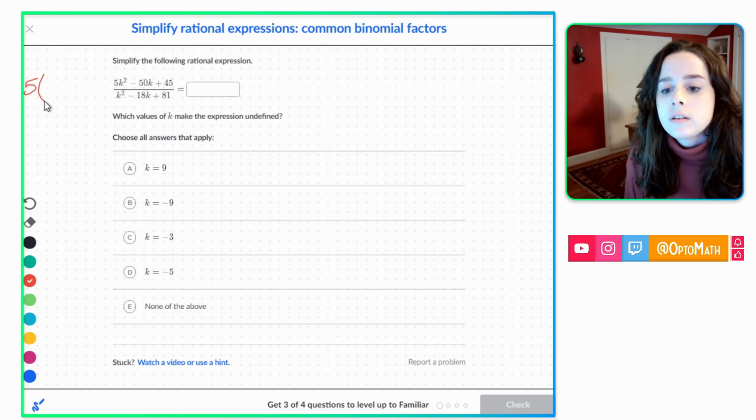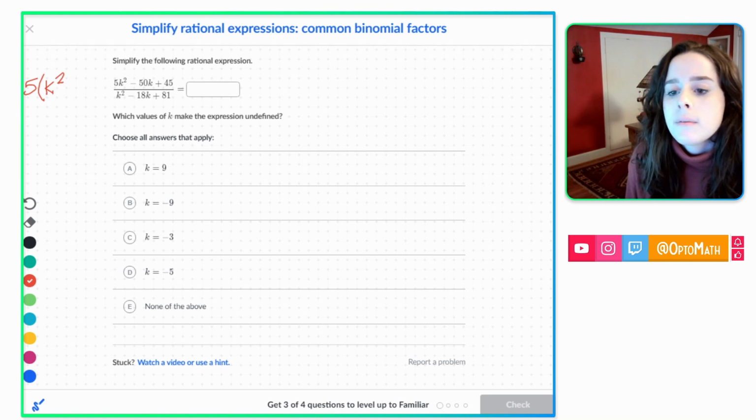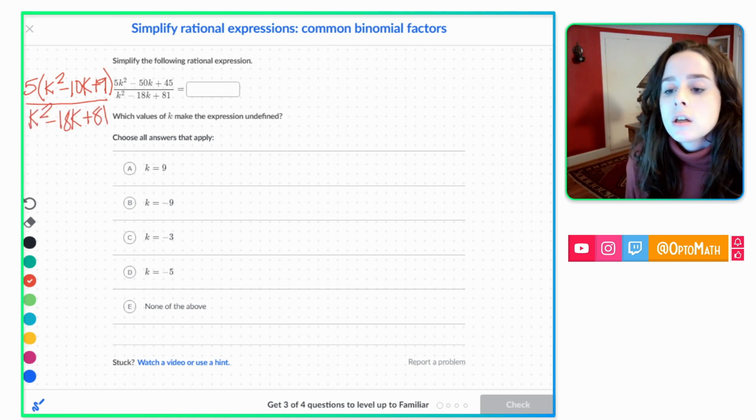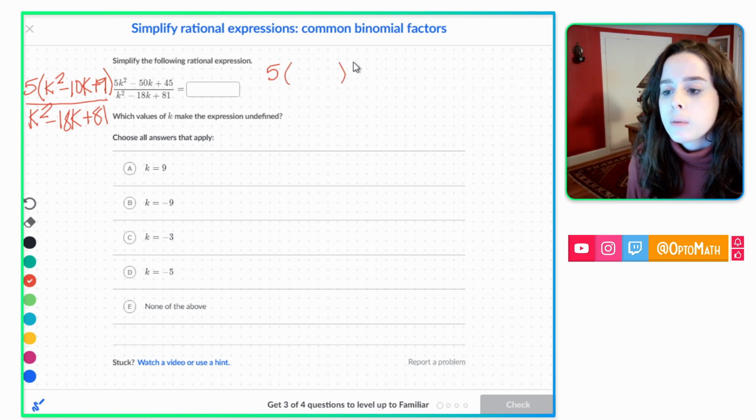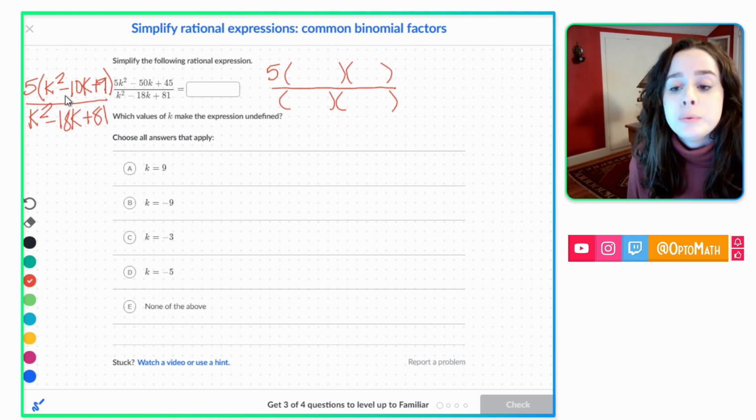So 5, and then we have k squared minus 10k plus 9. That's what's left over, and of course we still have that same denominator. Okay, so let's look at our trinomials and factor those if we can. So we're still going to have our 5, and we want to break this down into 2 binomials and break down our denominator into 2 binomials. Okay, k squared minus 10k plus 9. So factors of 9 that add to negative 10. That's going to be negative 9 and negative 1.